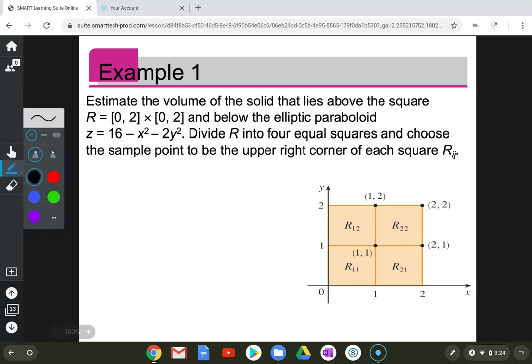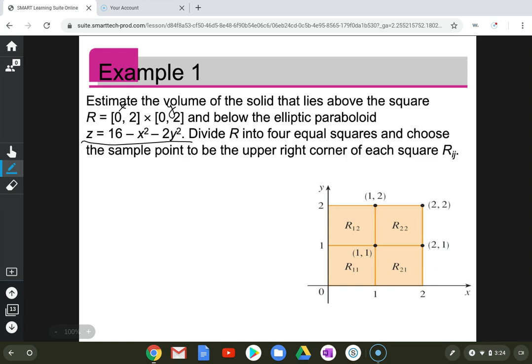And we're finally at the first example. Yay! Okay, so here's our first example. Estimate the volume of the solid that lies above the square from 0 to 2 by 0 to 2. This is like your x and this is like your y. So your x's go from 0 to 2, your y's go from 0 to 2. And then we are below this elliptic paraboloid, right? So somewhere up above this xy plane in space is some paraboloid floating above. And we're going to find the volume between that and this xy plane. Divide R into 4 squares and choose the sample point to be the upper right-hand corner of each square.